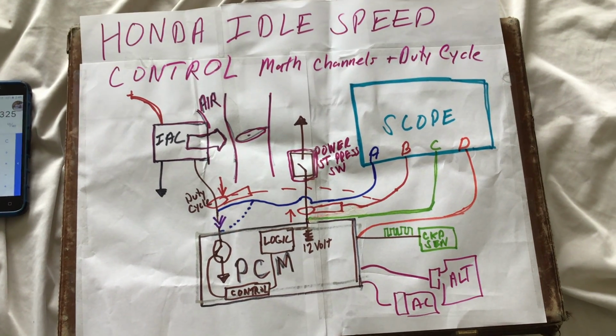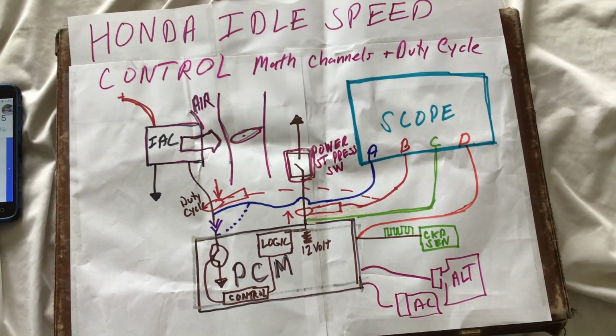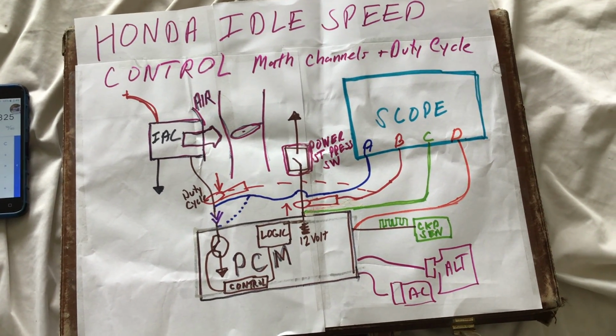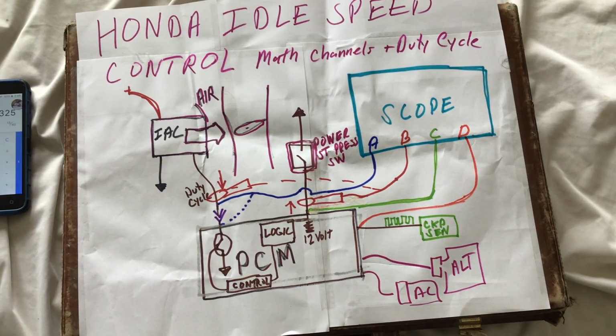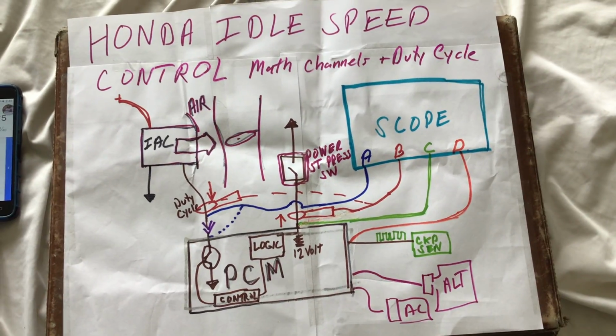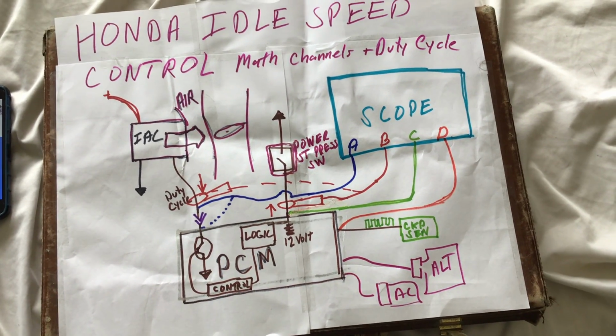In today's video, we're going to cover Honda idle speed control, math channels, and duty cycle. Take a snapshot of this schematic in front of you, and then I will explain each part of it and what we're going to see on the scope. We're going to basically scope the idle air control valve on this 2004 Honda and look at the duty cycle.